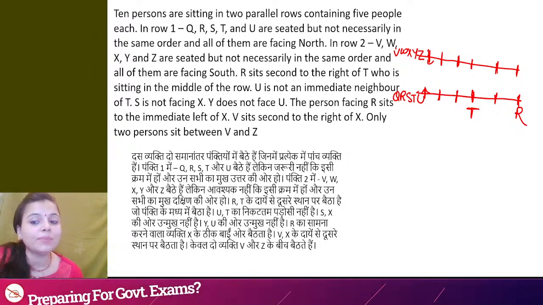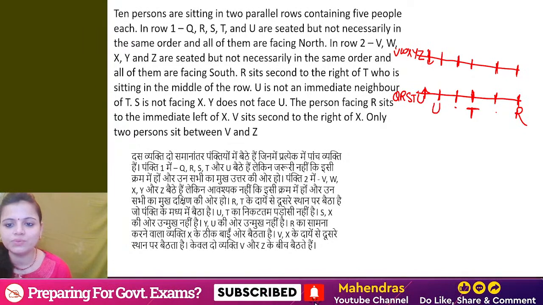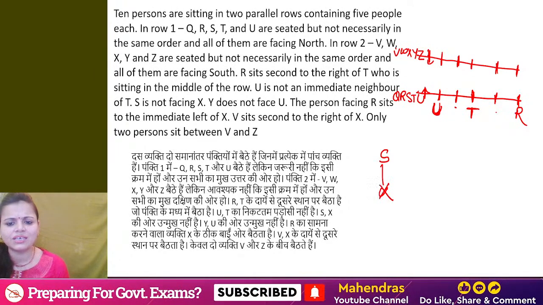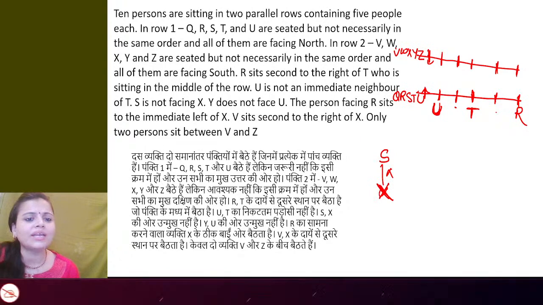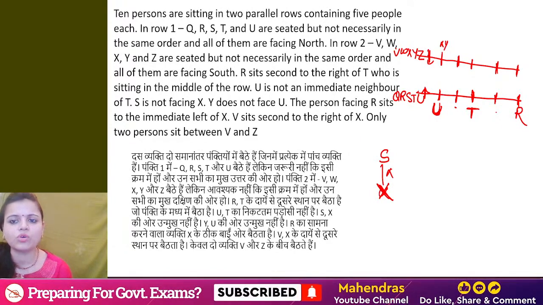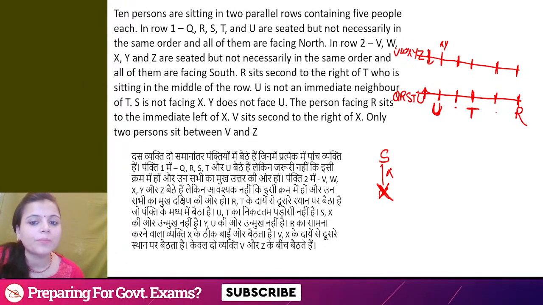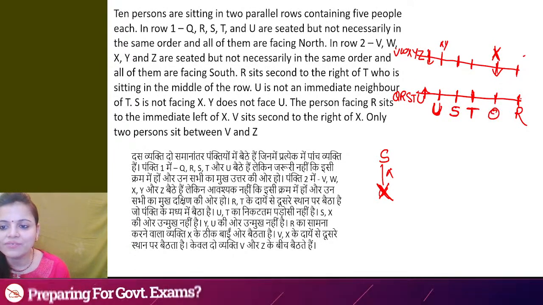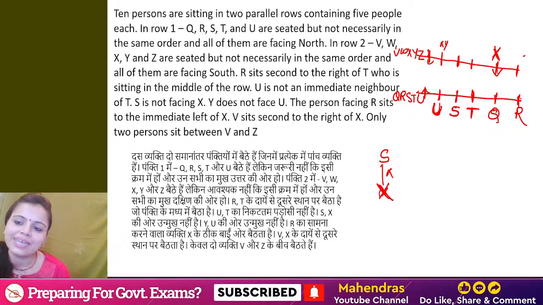U is not an immediate neighbor of T, so this place is for U. S is not facing X. Just write down S is not facing X. Y does not face U, which means this place is not for Y. The person facing R sits to the immediate left of X. That means this place is for X. And S is not facing X, so this place is for S. Only one person is left, that is Q. So the second row is done.